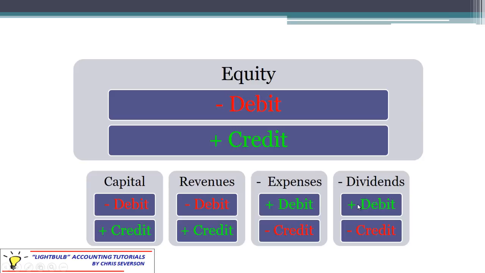Dividends are largely the same. They have the same basic impact. They have a normal debit balance because as you increase a dividend with a debit, you are decreasing retained earnings and you are decreasing equity. So the same debit that increases a dividend in turn decreases equity.